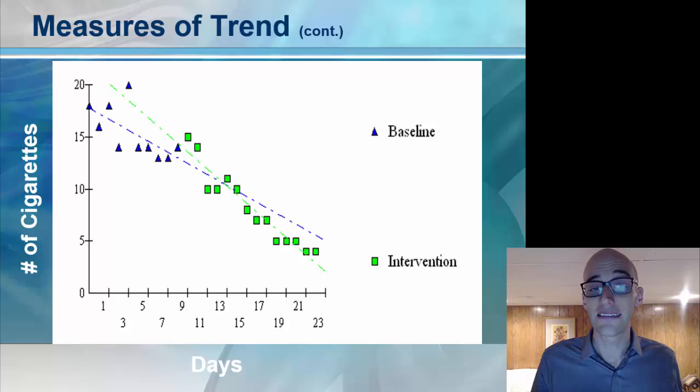So compared to the baseline phase, where there was a negative decreasing trend in the amount of cigarettes smoked per day, during the intervention phase, this rate of change was accelerated. So there was an accelerated rate of reduction in the number of cigarettes smoked per day for this client. And we might not have noticed that without the acceleration line here.